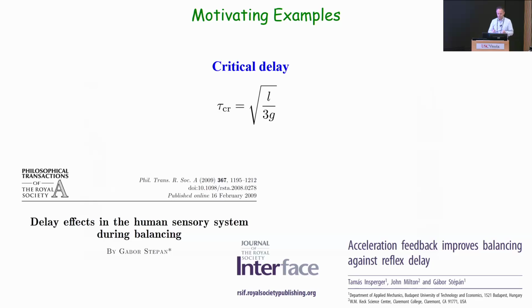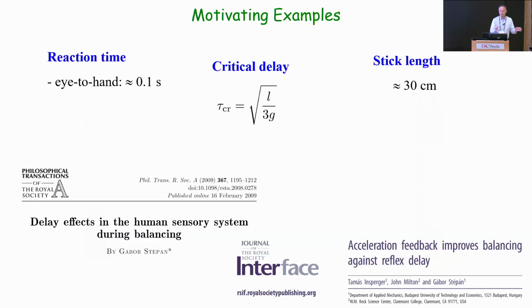Once you go through the algebra, and there are two papers here, which are not by me, but by Professor Stepan and Professor Insperger in Budapest, they calculated that it's really just proportional to the square root of the length of the pendulum. And then you can calculate how large this delay is. For example, you can measure a reaction time. There are many different ways to do that. And you quickly learn that the critical length is roughly about 30 centimeters, which is about 1 foot if you are from America, and 1 ruler if you are an engineer, okay? So that's what you can do.